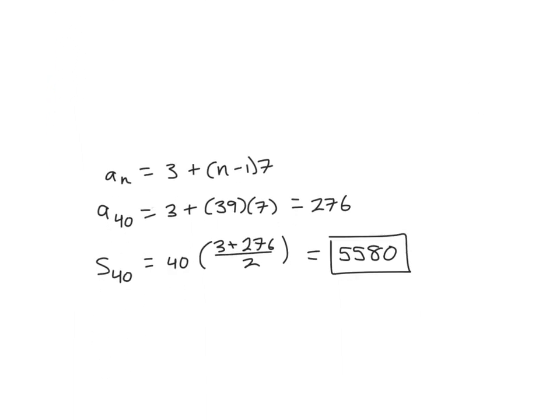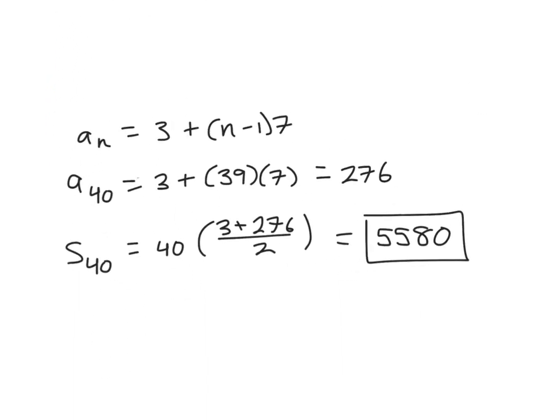Okay, let's check your answers here. So you can see the first thing that I did was I found the formula for that sequence, which is described as this, and that allowed us to find the 40th term, which is 276. So the sum of the first 40 terms is 40 times the first term 3 plus the last term 276 over 2, which should give you 5,580.